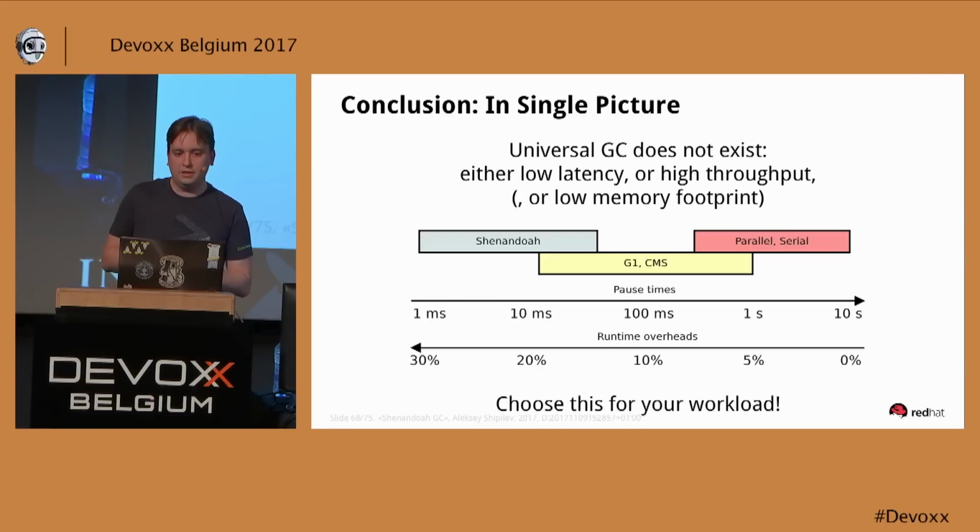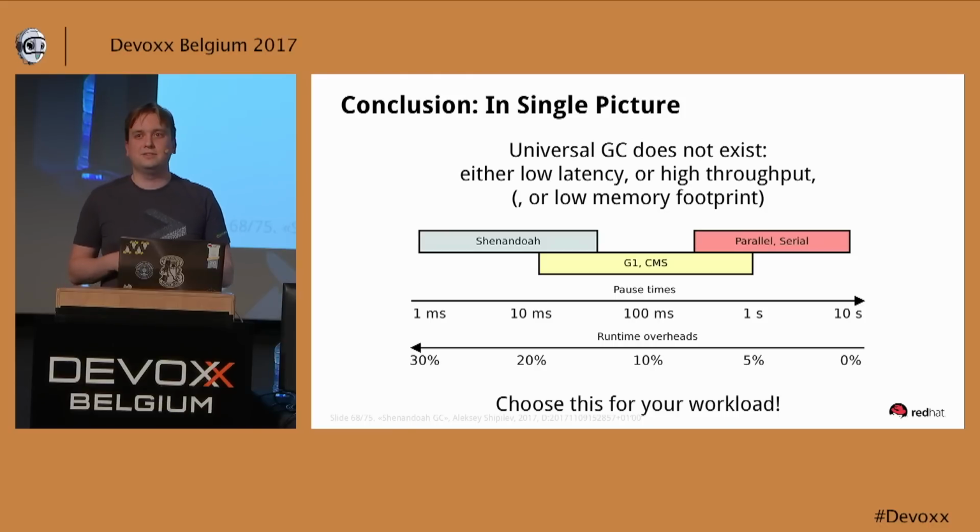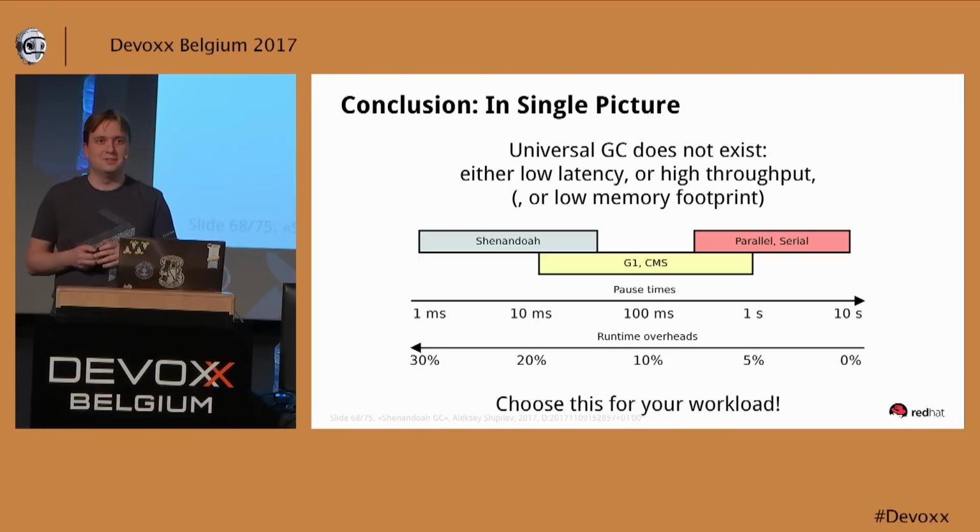In conclusion, in the single picture, universal GC does not exist. You have either low latency or high throughput, or low memory footprint. You can kind of get low latency and high throughput if you use, say, Epsilon, right? But you have to plan for the terabytes of heap then.